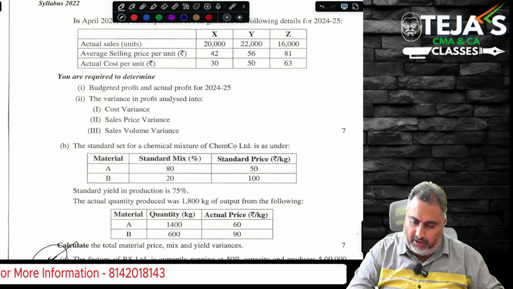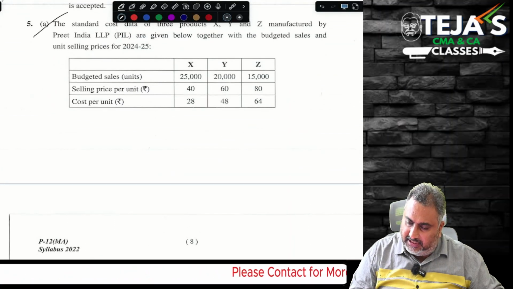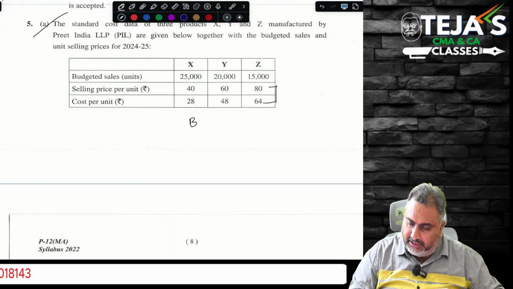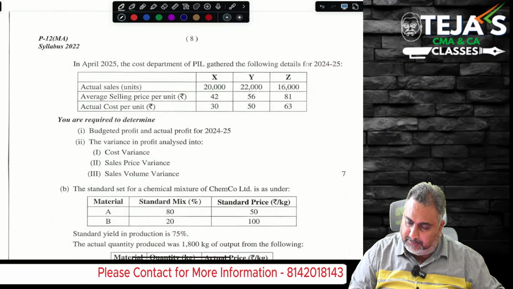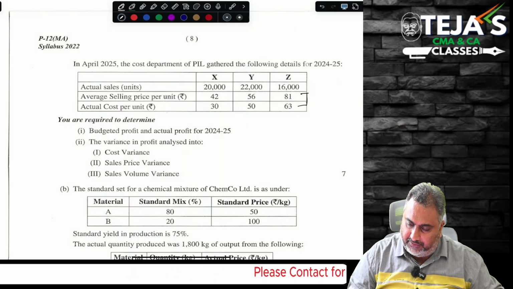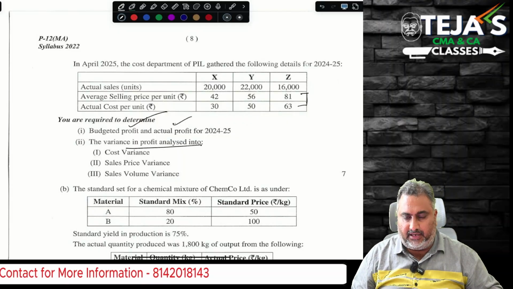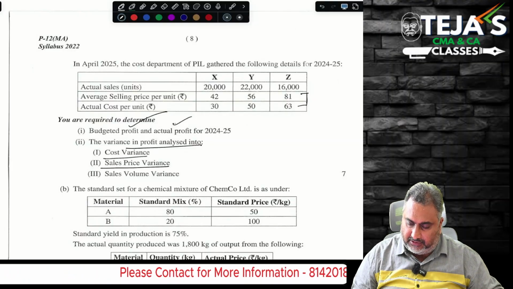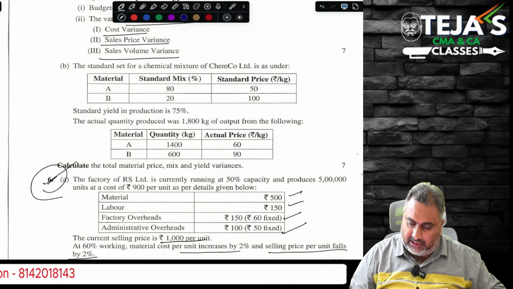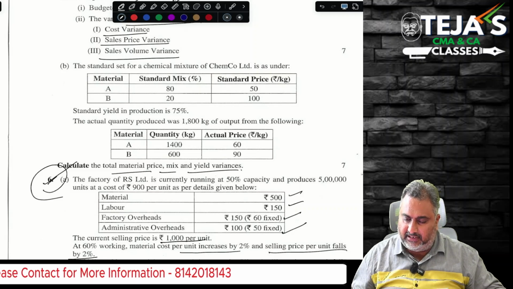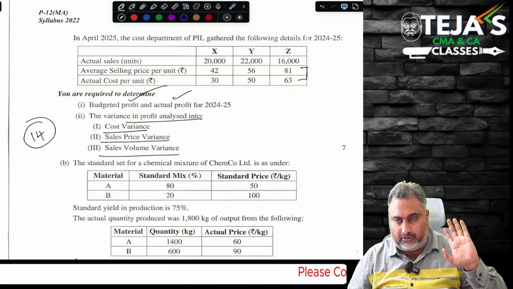And already I told you. So sales variance point of view, budgeted selling price minus budgeted cost, you will get budgeted margin, that is nothing but your budgeted profit. Actual average selling price per unit minus actual cost per unit, you will get my actual profit. Then you can find out variances in profit analyzed, cost variance, sales price variance, sales volume variance. They are asking, very easy to calculate. Even this is also standard cost, material price, mix and yield variances they are asking. So these 14 marks question is very easy to handle after 8th question.